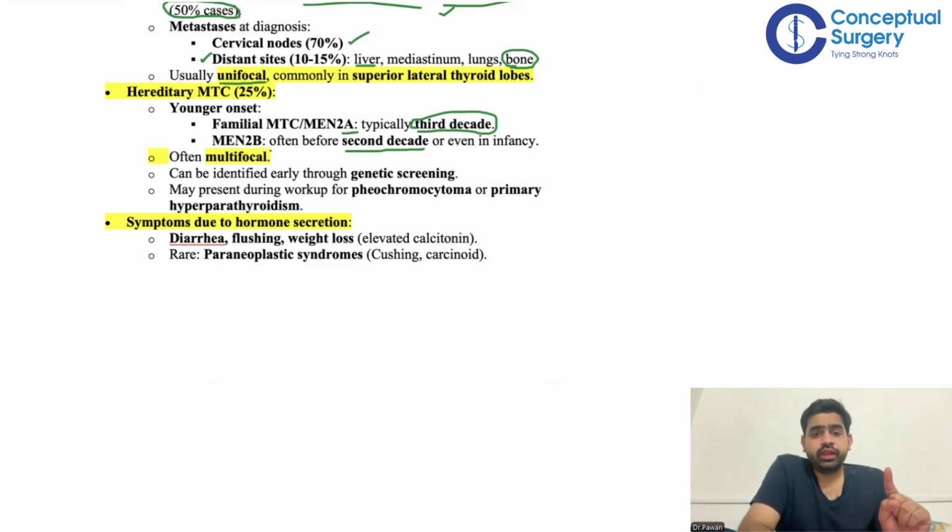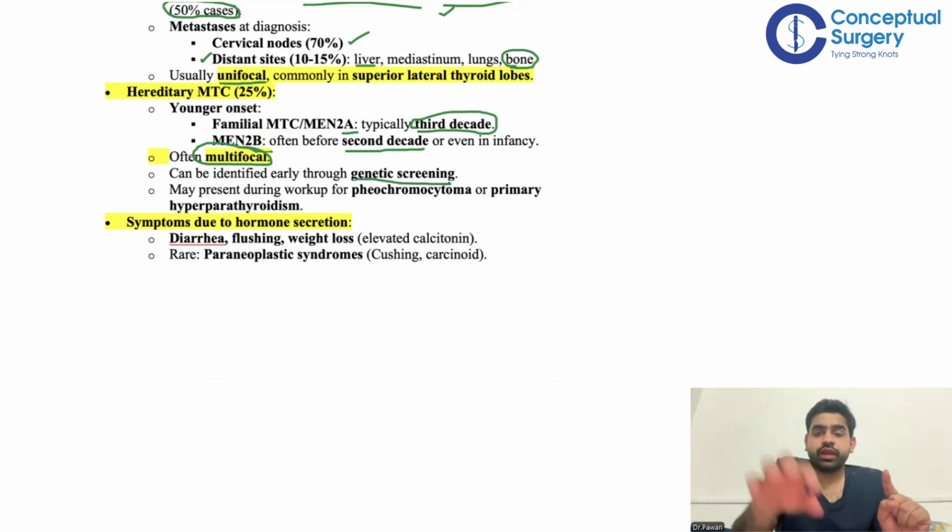Then, often it is multifocal. What you need to understand is that the sporadic cases of medullary thyroid cancer were unifocal, but here it is multifocal. So it can arise from multiple areas of the thyroid. It can be identified early through genetic screening.